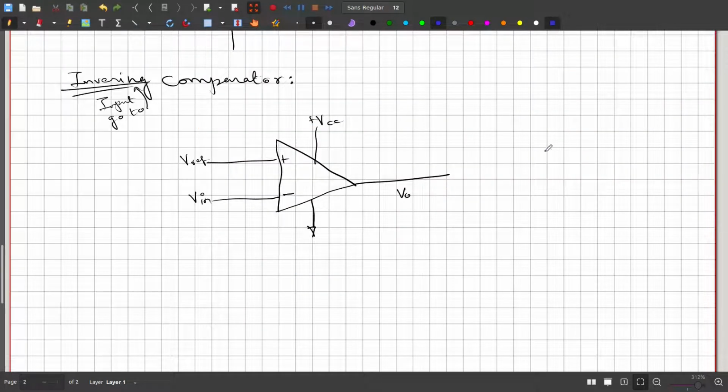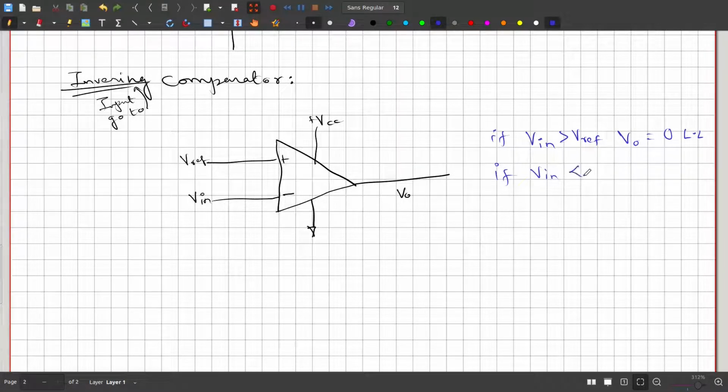In this case the situation is the reverse of the non-inverting case. If V in is greater than Vref, V out goes to 0, logic low. If V in is less than Vref, V out is high, logic high. Whichever input is greater, the output will saturate to that level. So here it is inverse.